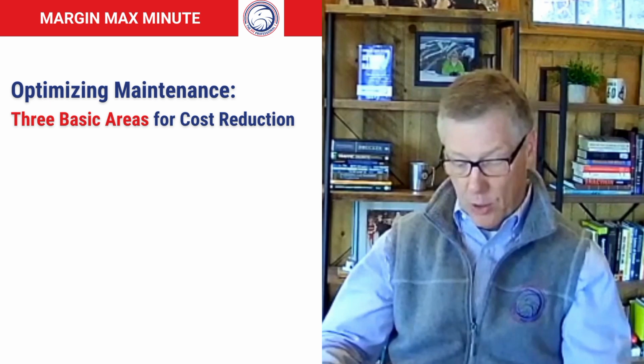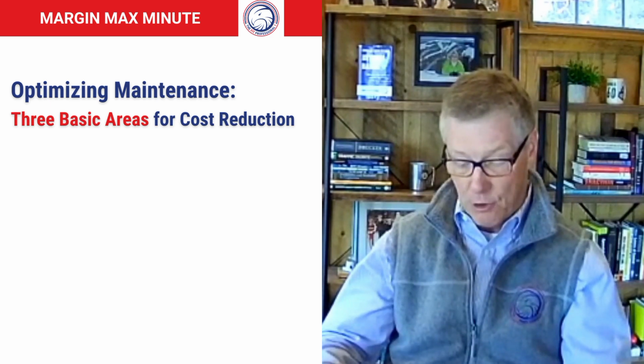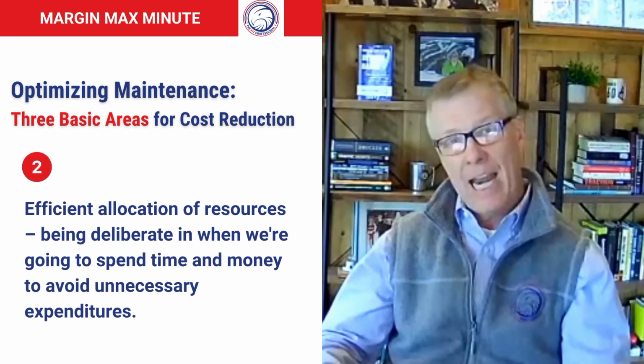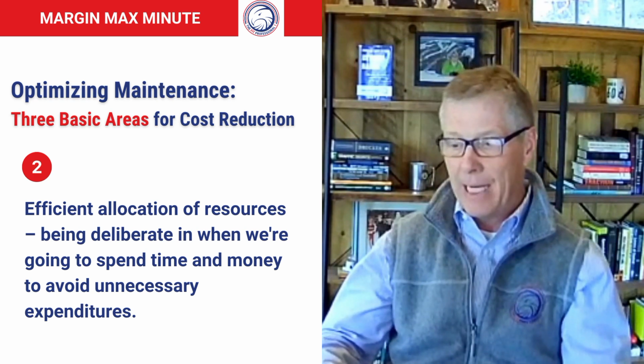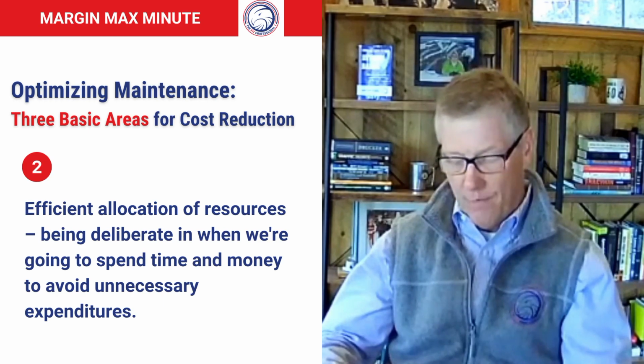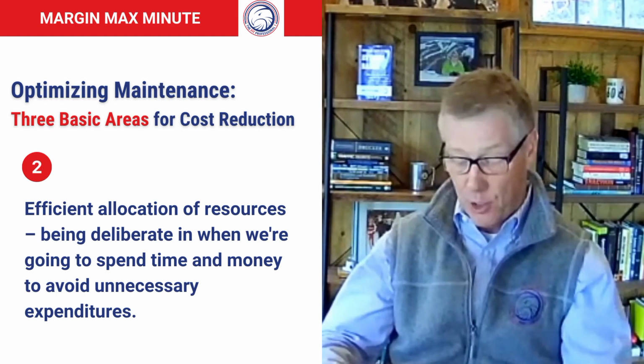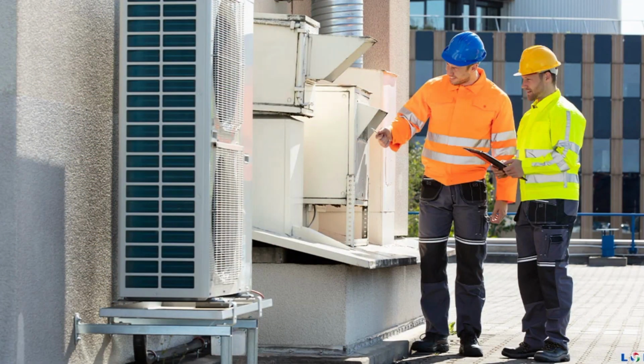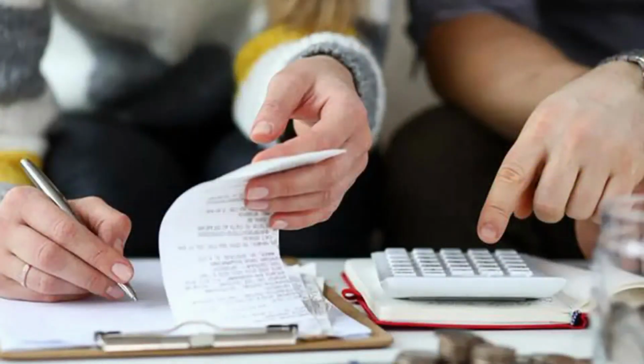The second one I want to talk about today in a way to reduce costs through maintenance optimization is the efficient allocation of resources, and that is being deliberate in when we're going to spend the time and money in order to avoid unnecessary expenditures or get in a really reactive mode. When we're reacting to maintenance, we might have to call a more expensive service provider for that repair, charging an expediter type added fee on top of what we normally would have to pay, and we're spending more money.